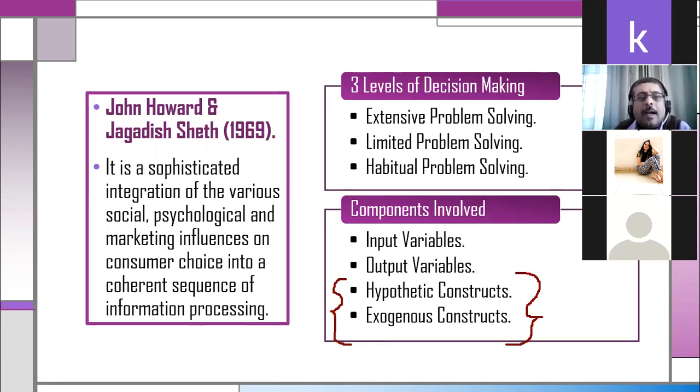And here there are three levels of decision making: extensive problem solving, limited problem solving, and habitual problem solving. When I say problem solving, it is nothing but trying to get a solution to your questions, issues, doubts, ifs and buts. So these are the three levels of problem solving, and these are the four levels of components involved in the output process. You should not miss this part when you are writing the model. This almost comes for 10 marks, 15 marks. Okay, one model done.